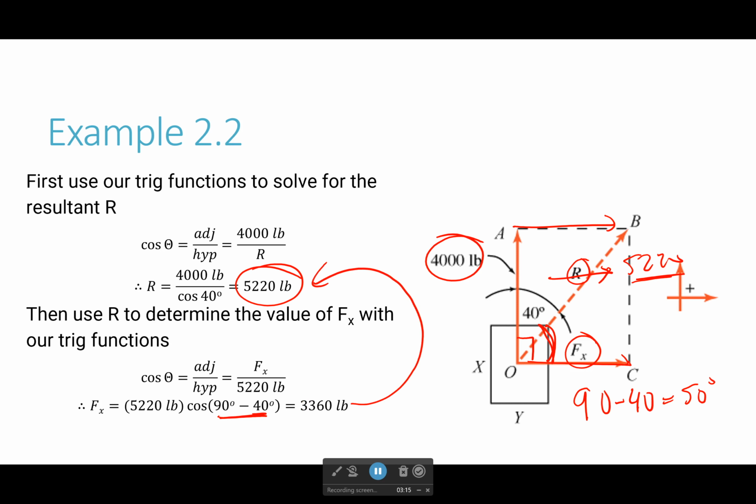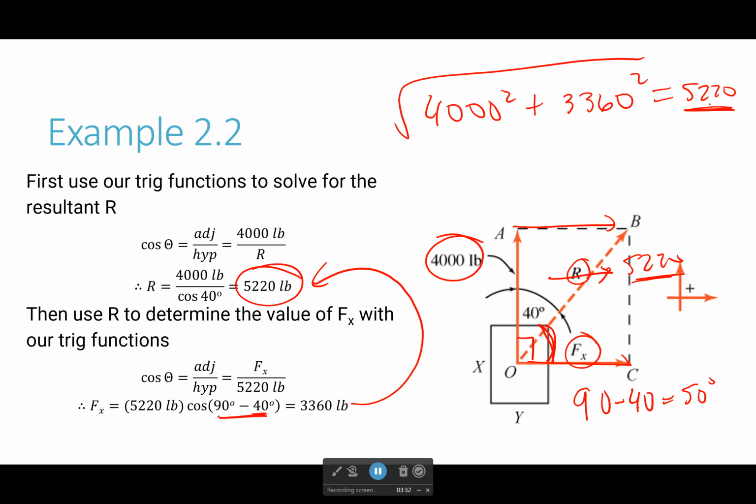And if you really wanted to check this, since this is a right triangle, it's only got two components, we can just do this: 4,000 squared plus 3,360 squared. And that should equal 5,220 squared, or at least very close to it. And it does. That was just the Pythagorean theorem right there.